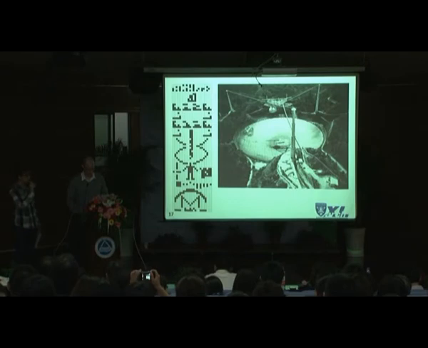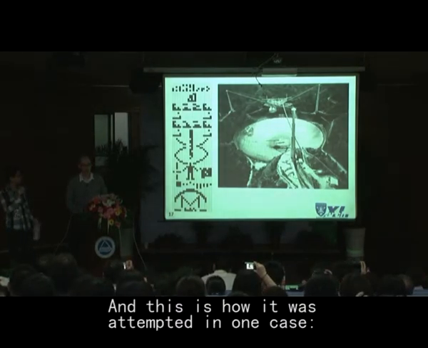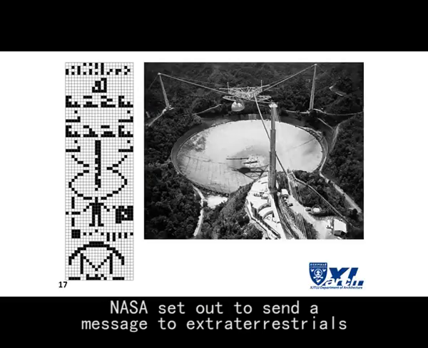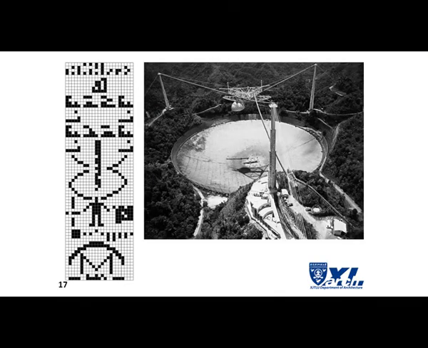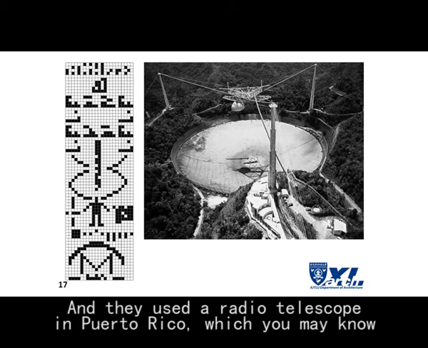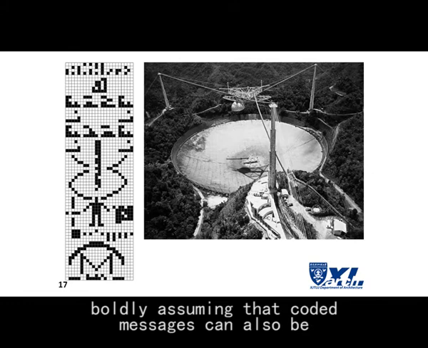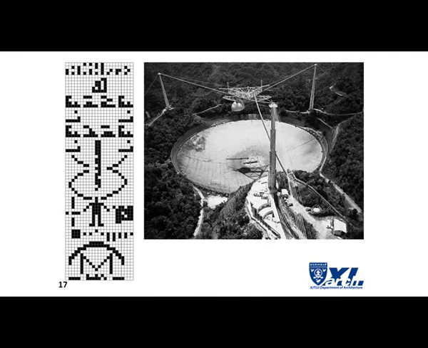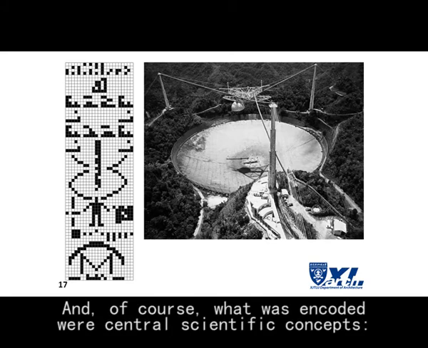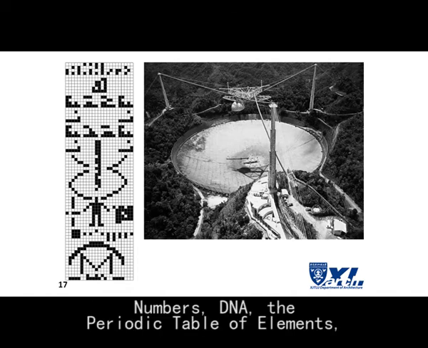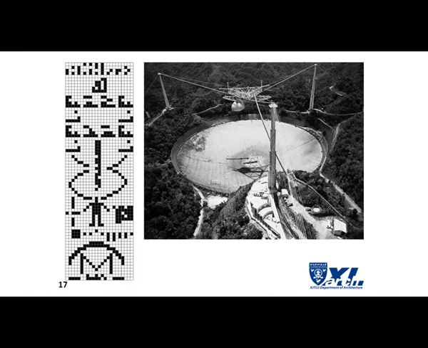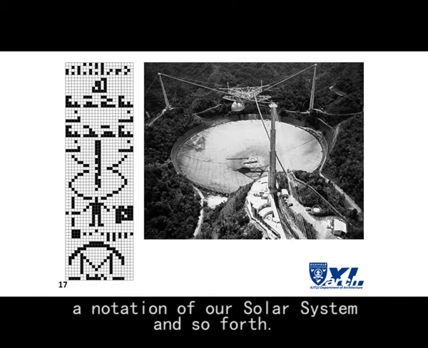And this is how it was attempted in one case. NASA set out to send a message to extraterrestrials. And they used the radio telescope in Puerto Rico, which you may know from a recent James Bond movie, to transmit this coded message to aliens, boldly assuming that coded messages can also be revealed in the other direction. And of course, what was encoded were central scientific concepts, numbers, DNA, periodic table of elements, notation of our solar system and so forth.